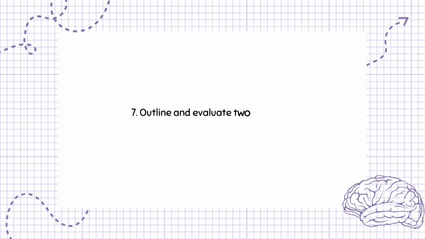Question 7. Outline and evaluate 2 definitions of abnormality. 8 marks.